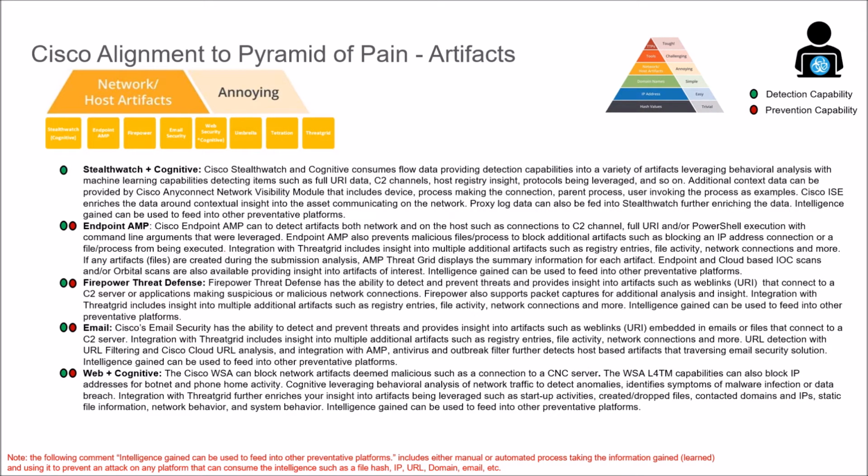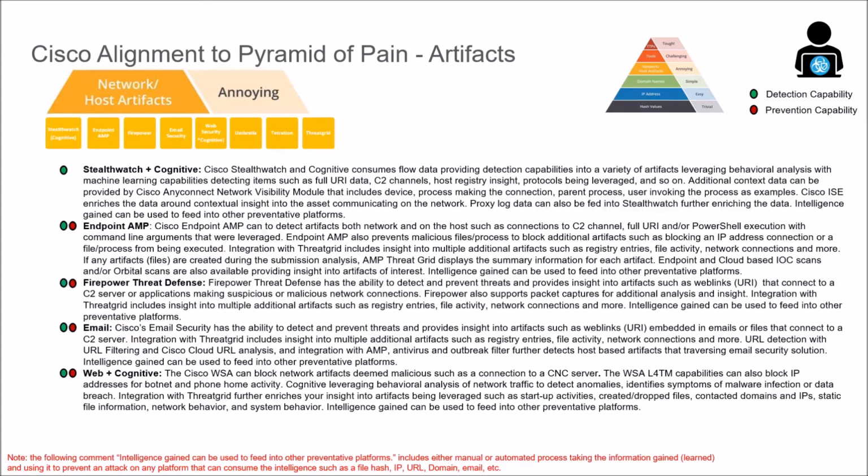Endpoint AMP, Cisco Endpoint AMP can detect artifacts both network as well as the host. This includes things like C2 channel, full URI, PowerShell execution, command line arguments that were leveraged. Endpoint AMP also prevents malicious file process to block additional artifacts, such as blocking an IP address connection or file process from being executed.